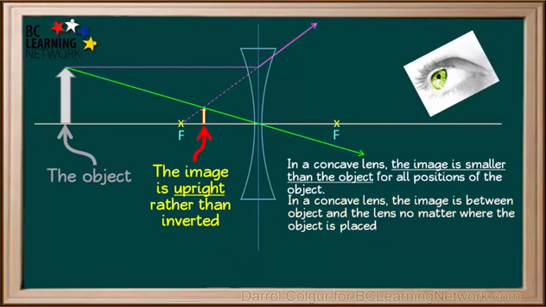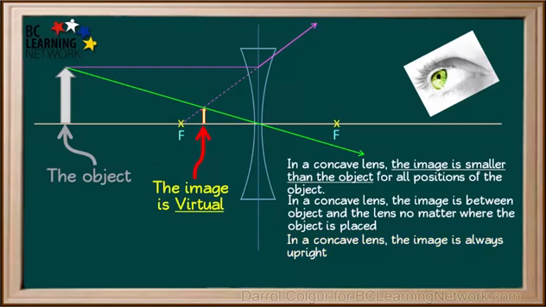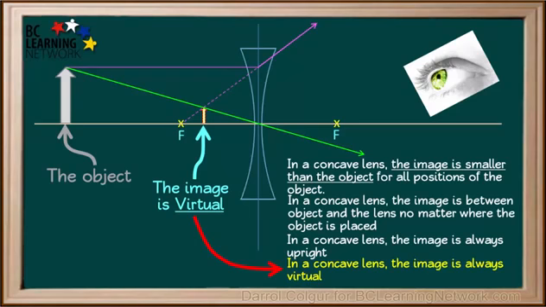We also see that in this case, the image is upright rather than inverted. It is also important to know that whenever an object is viewed with a concave lens, the image is always upright, no matter where the object is placed. Lastly, the image formed in this case is virtual. In fact, the image formed by a concave lens is always virtual.